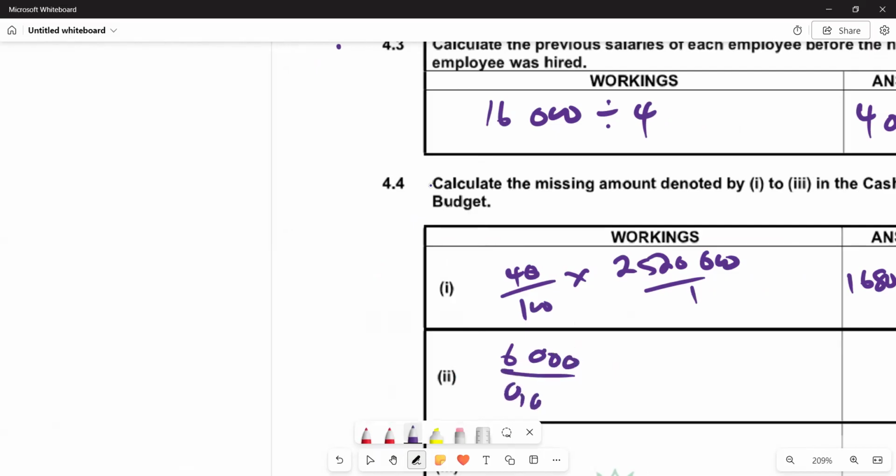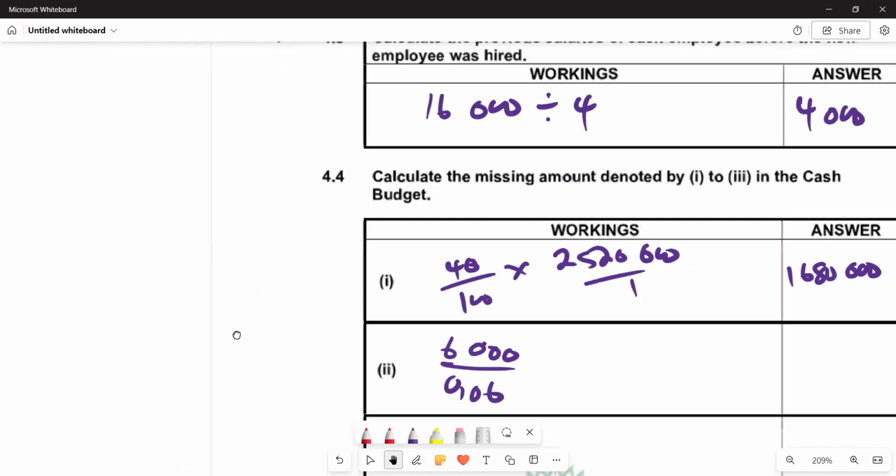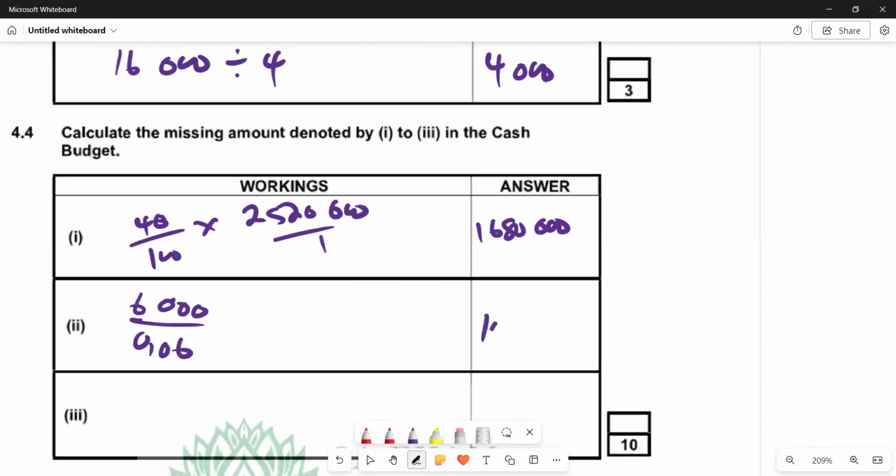Divided by 0.06. And then the final answer that we got there becomes 100,000. So this is the final answer that we have. Then we go to the last part of the question.